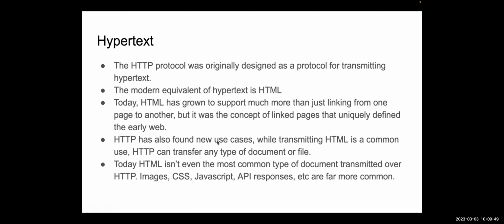HTTP has also found new use cases. While transmitting HTML is a common use case, HTTP can be used to transfer any type of document or file. You can make HTTP requests to not just get HTML files, but also to get data, which is what we do in APIs. Today, HTML isn't even the most common type of document transferred over HTTP. You have images, CSS, JavaScript, and API responses, and those are far more common.